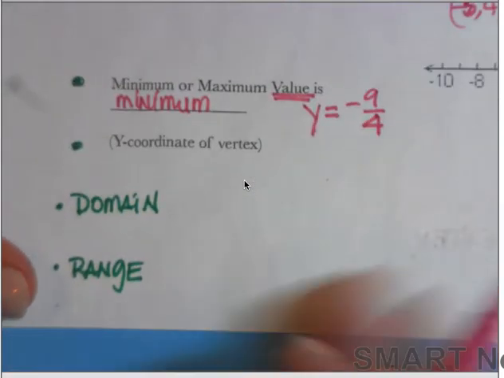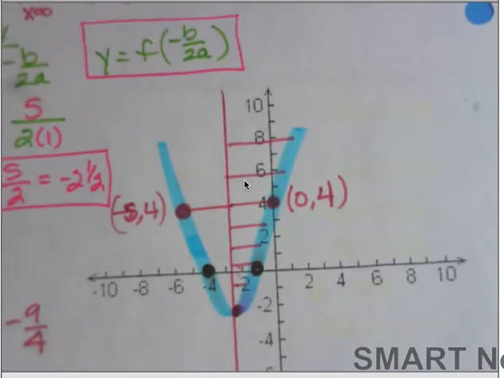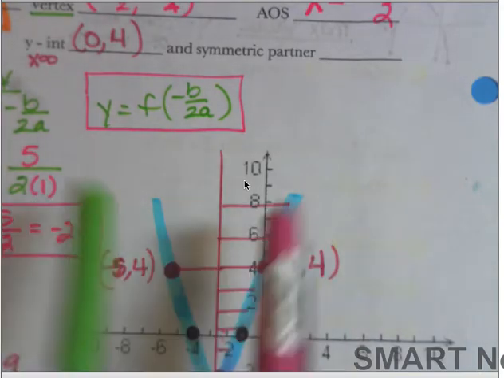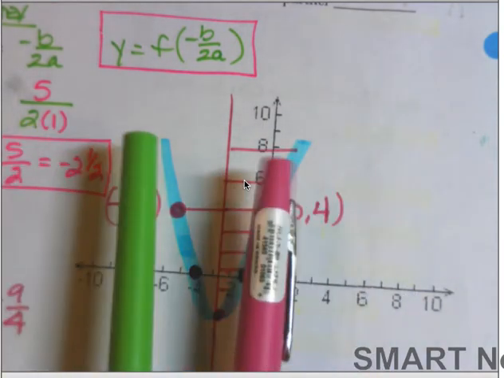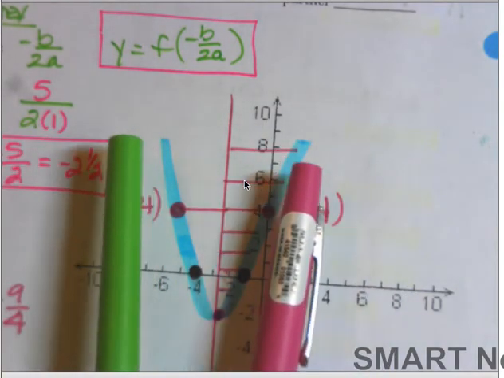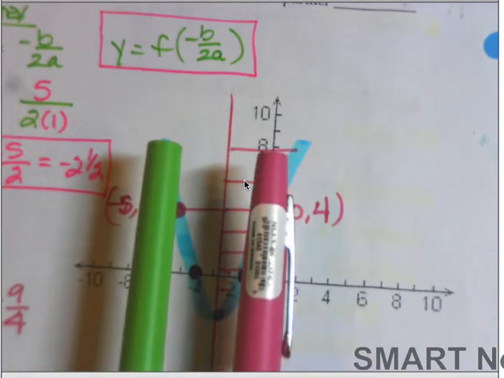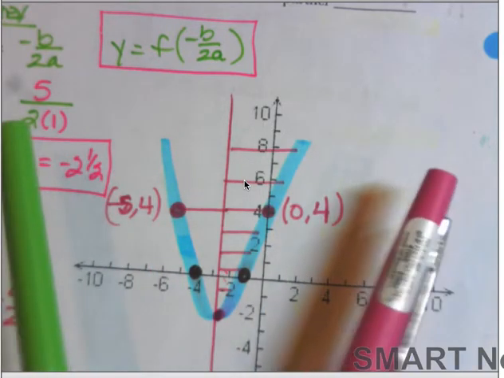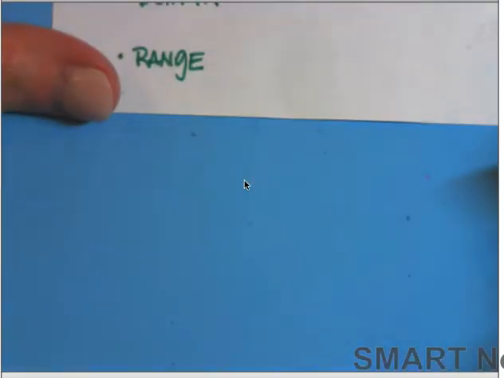Domain and range, 2 things we haven't talked about since first semester. Remember, the domain would describe the horizontal spread of the graph. Is there a limit? Is the graph confined horizontally? And it's not, so the domain for this particular quadratic would be all real numbers. There's no limit to how wide this can go. So here your domain would be all real numbers.